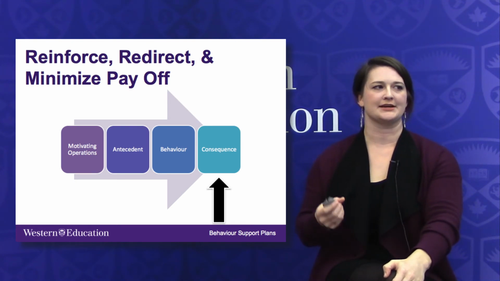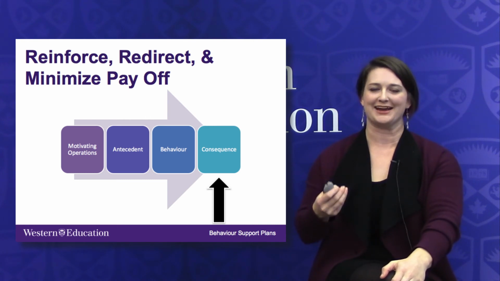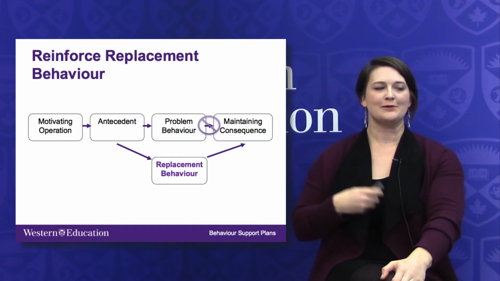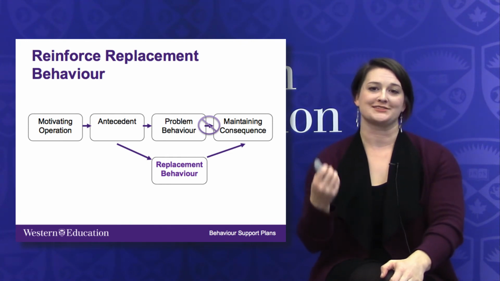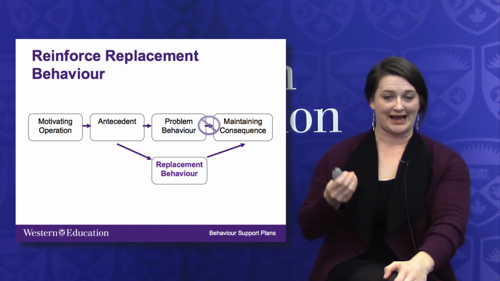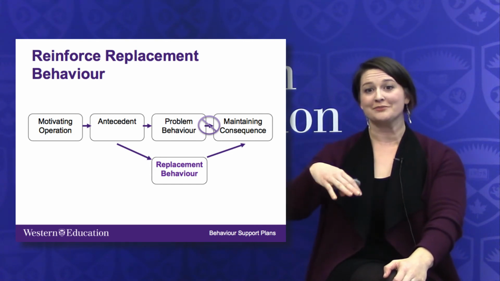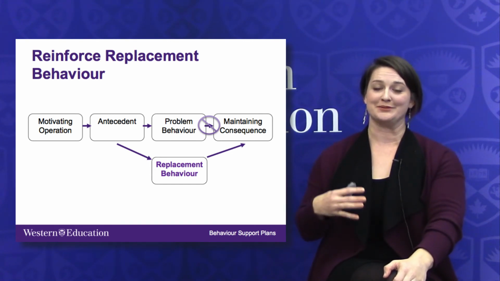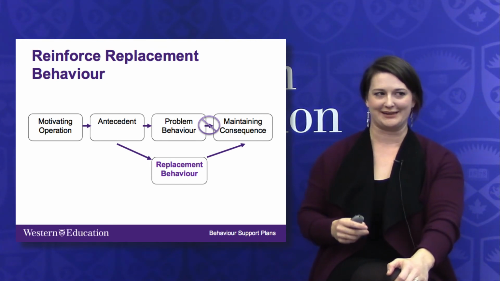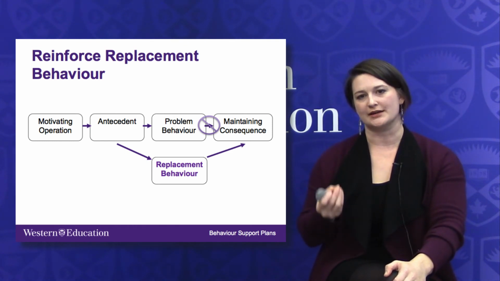And the last piece here is reinforce, redirect, and minimize payoff for that challenging behavior. We want to reinforce the replacement behavior. If we've decided that we're going to let them ask for a break in order to escape a difficult task, you better give them that break when they do that appropriate behavior, or else they're not going to use it as a strategy instead of their challenging behavior. We want to make sure that we do it immediately, and we want to make sure that we do it consistently.